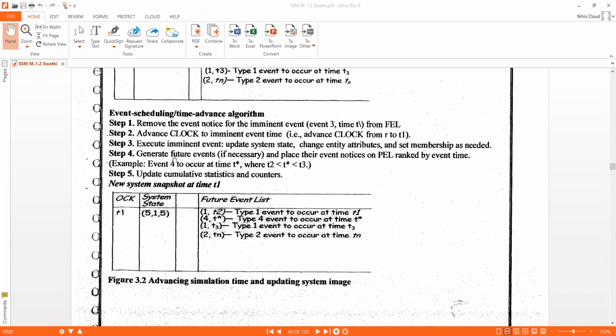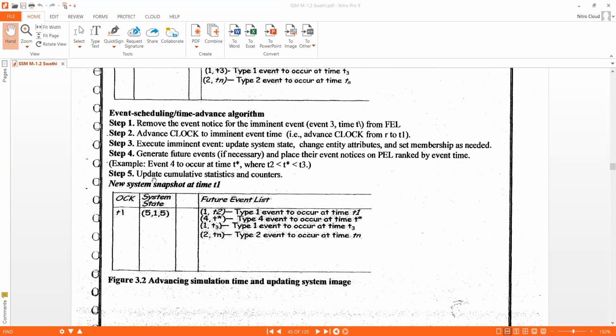Next, step 4, generate future events if necessary, and place their event notices on the FEL, the future event list, ranked by event time. According to the event time, we need to represent them in the future event list. According to their occurrence time, we order those future events in the future event list. That's what step 4 says.